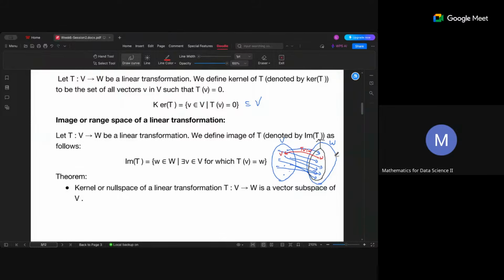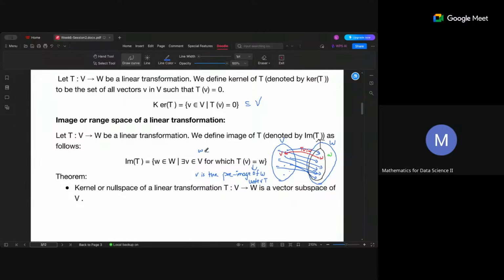Suppose you have some w outside, and you are not able to find any pre-image, then this is not in the image. Only elements for which you can find a pre-image, you call it an element in the range. So here this v is called the pre-image of w. What do we call v for w? Here we call v the pre-image of w under T.